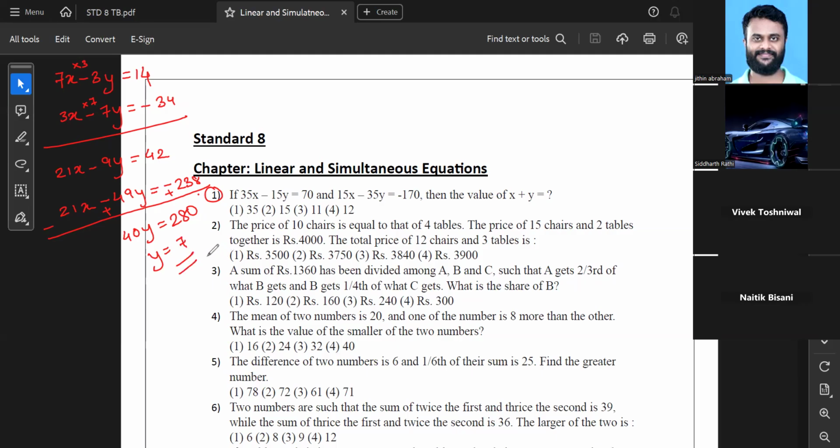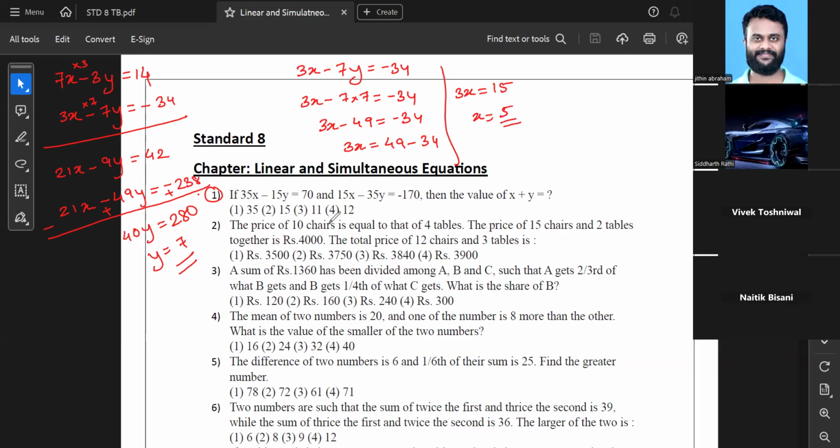So once you get y's value as 7, you substitute y anywhere you like. So I'm substituting over here 3x minus 7y is equal to minus 34. So 3x minus 7 multiplied by 7 is equal to minus 34. So 3x minus 49 is equal to minus 34. So 3x will be equal to 49 minus 34, which is 15. 3x is equal to 15. x is equal to 15 divided by 3, 5. So you have 5 plus 7, 12. Your answer is 12.